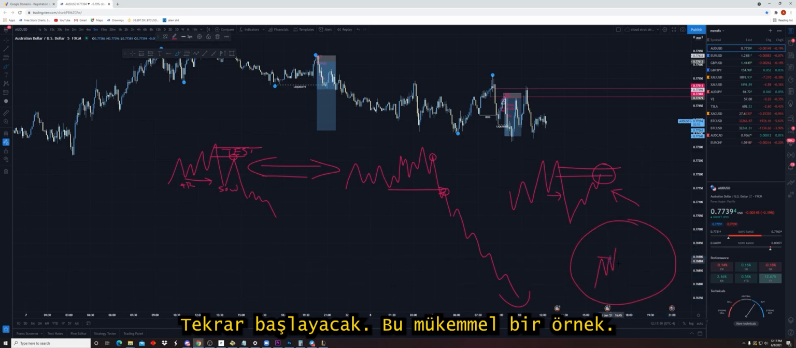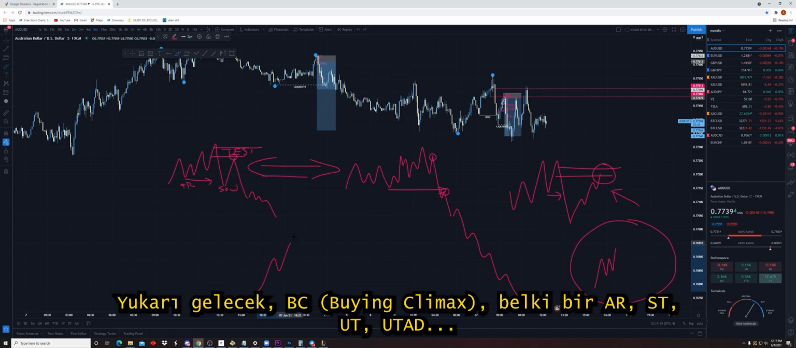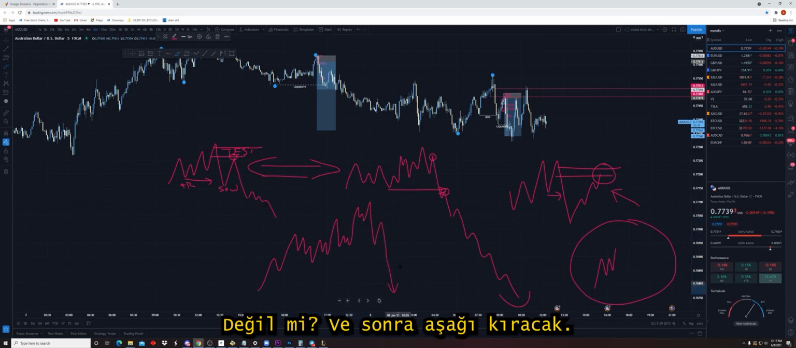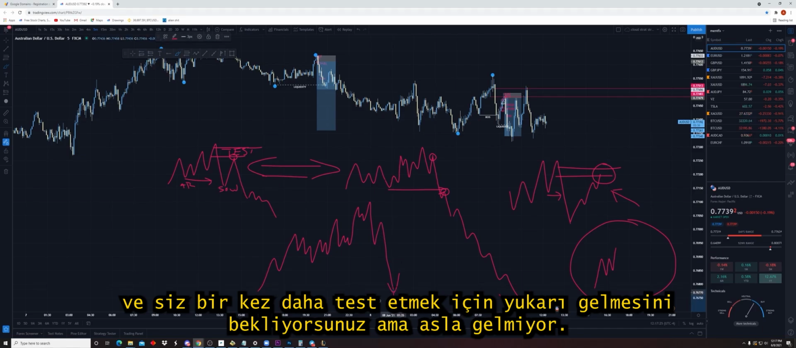Again, this is a perfect example. It's not ever going to be this perfect. Most of the time, it'll look something like this, right? It'll come up, BC, maybe like an AR, ST, UT, UTAD, right? And then break down, right? Just like that. And maybe it never comes up to test and it just breaks down. And you're expecting it to come up to test one more time, but it never does.